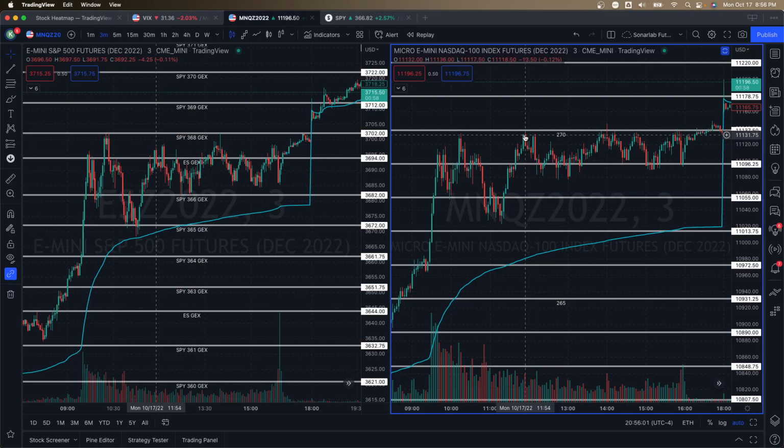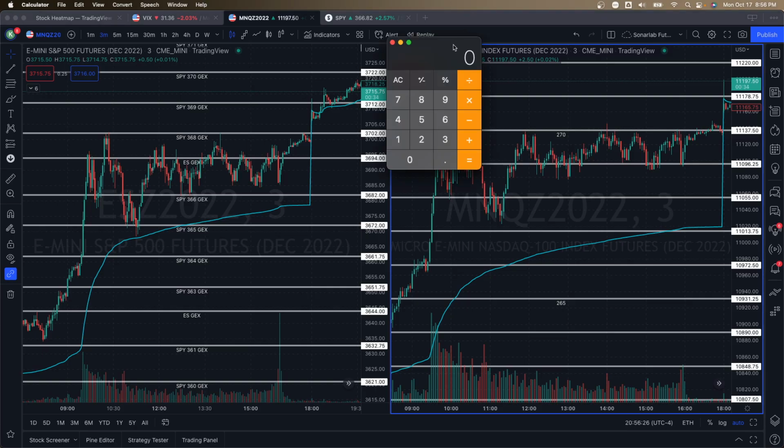So if you go online and you Google what the point difference is, they say QQQ is 1/40th that of NQ, which is actually not true. And same with ES and SPY. If you go online, they'll say SPY is 1/10 of ES, which is not true. So what you actually have to do to get all these gamma levels up, the easiest thing to do is just pull up a calculator.